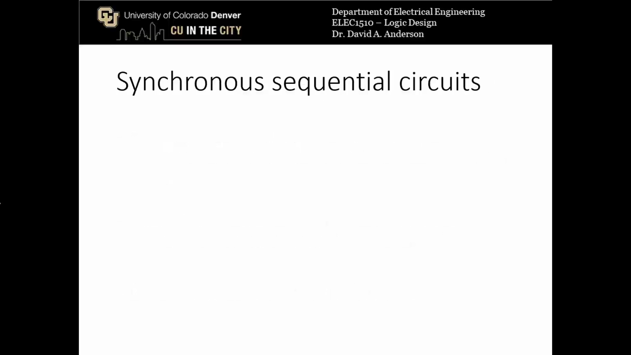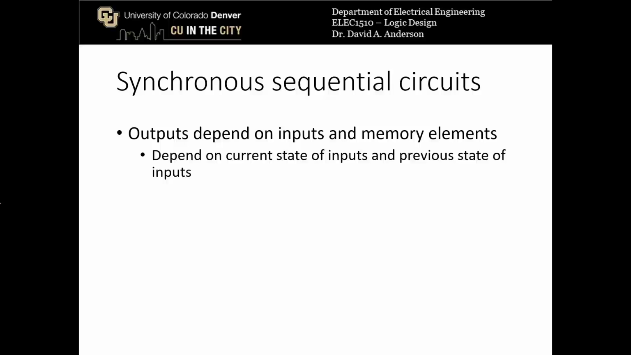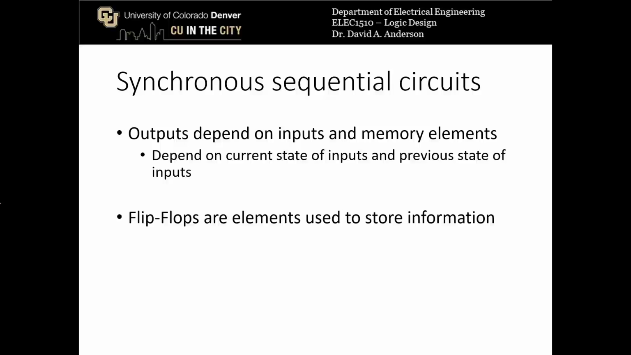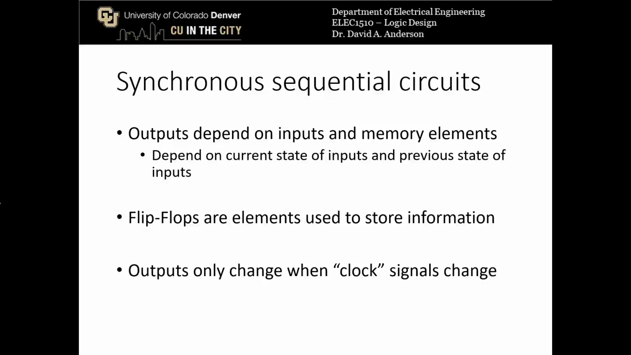The more commonly designed and used type of sequential circuit is a synchronous sequential circuit. Again, the outputs depend on the inputs and the previous state of the inputs. In general, for synchronous sequential circuits, we use elements called flip-flops to store information. The outputs only change when the clock signals change. So in contrast to combinational circuits, sequential circuits make use of a clock signal, and there's a regular timing interval to changing the behavior of the circuit. This didn't really exist in combinational circuits where the entire behavior was designed using a truth table, which doesn't have any time element to it. There's a time element to these synchronous sequential circuits, and that time element is governed by a clock signal.